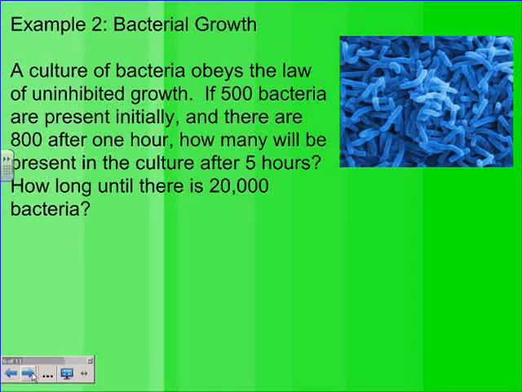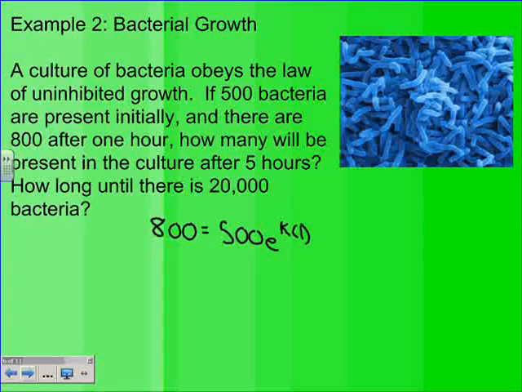So we're going to go back to the uninhibited growth law, plug in what we know, and then figure out what we don't know. In this case, I know the initial amount, and I know the amount after 1 hour. So I'm going to say that 800 equals the initial amount, 500, times e to the, I don't know k, I don't know the rate, but I do know time is what? How long? 1 hour. Which is 1, makes the work a little bit easier. Or we can do it with any amount of time.